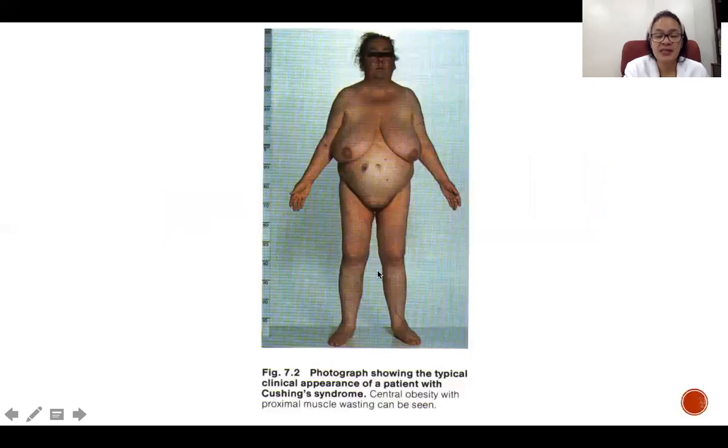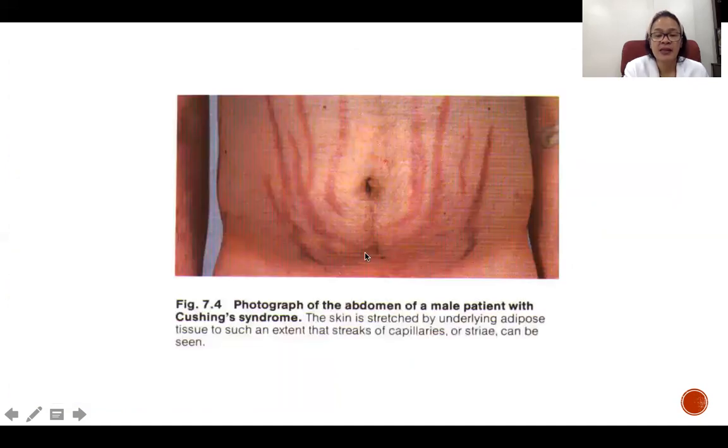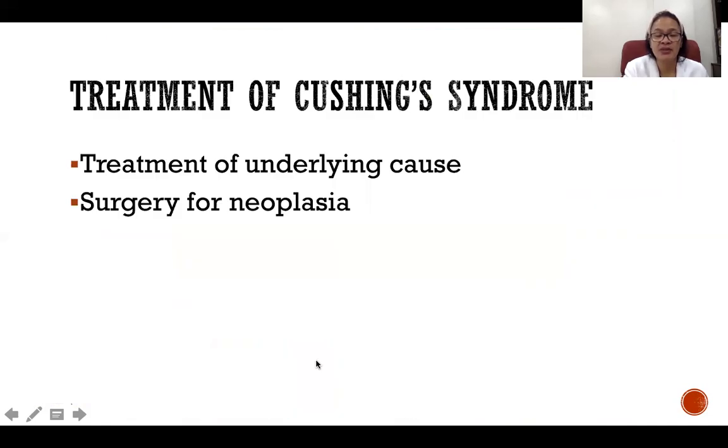This is an example of a patient with Cushing's syndrome. Look at the truncal obesity. This is the characteristic facies, very round. Maybe you cannot find hirsutism here. And these are the abdominal striae in Cushing's syndrome. This compares the pre-treatment and post-treatment in patients with Cushing's. For treatment, of course, you need to look for and treat the underlying cause. And if there is a tumor causing the syndrome, then you do surgery.